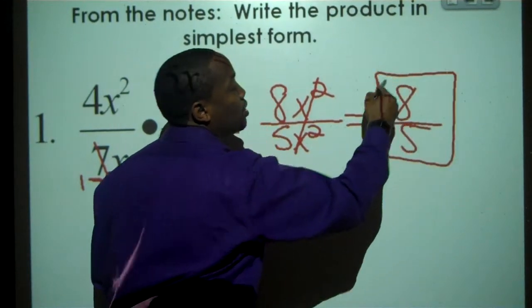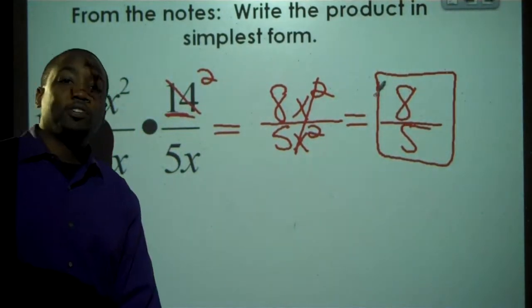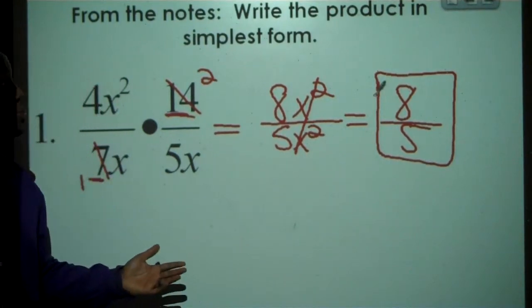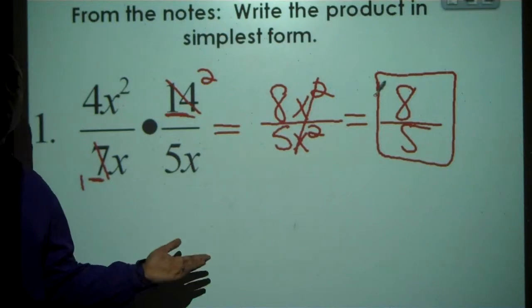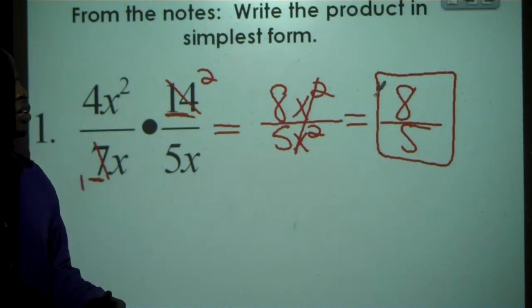Alright? So, here's the answer for the first one. That one was pretty simple. We didn't have to really factor anything, we just basically cross-reduced. So let's go into another example.